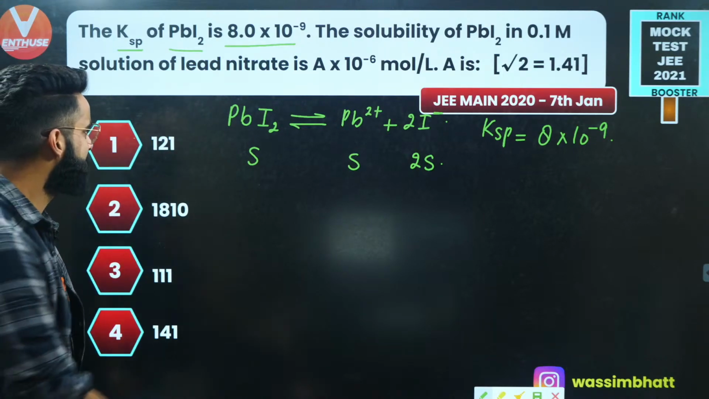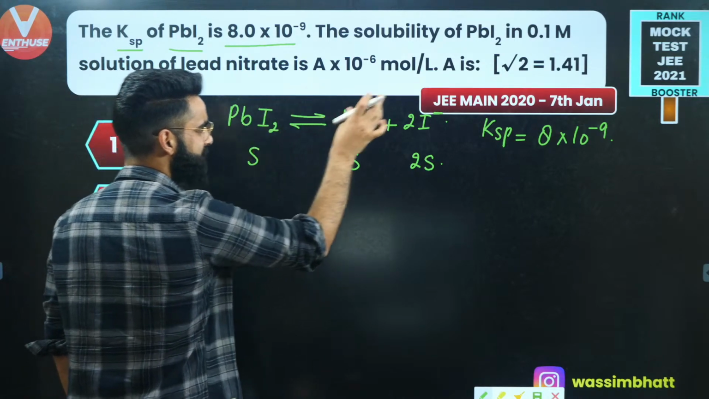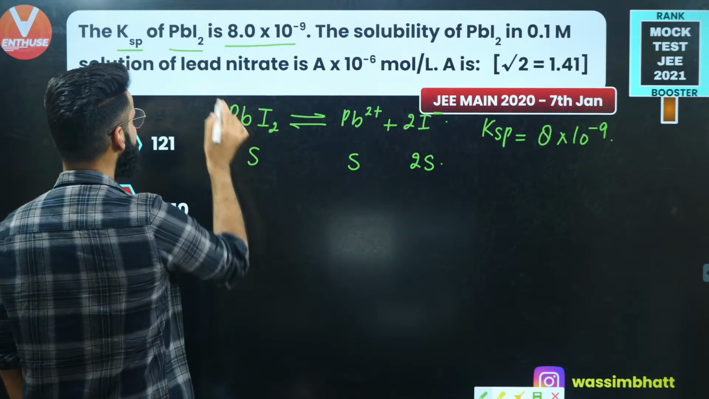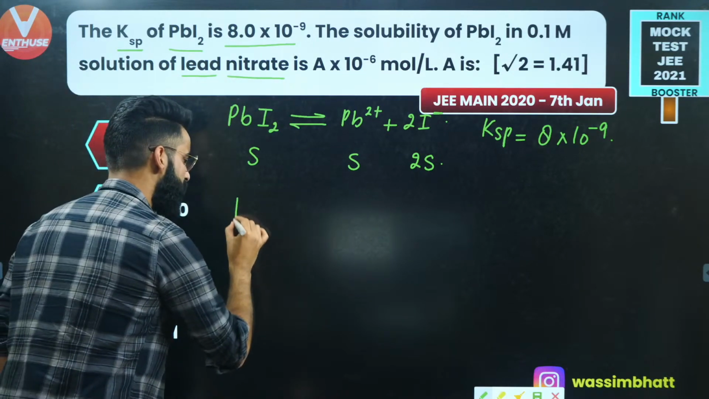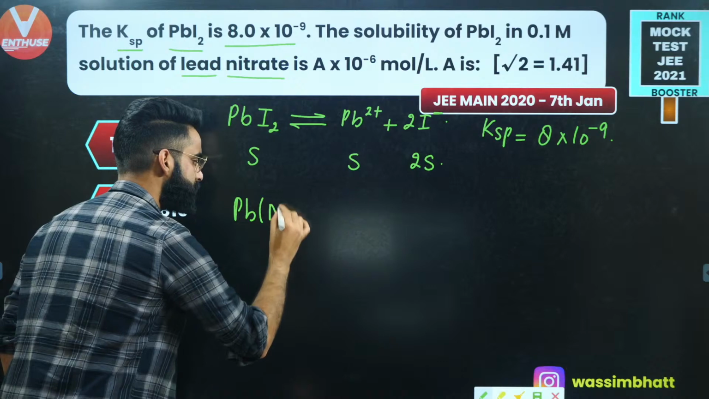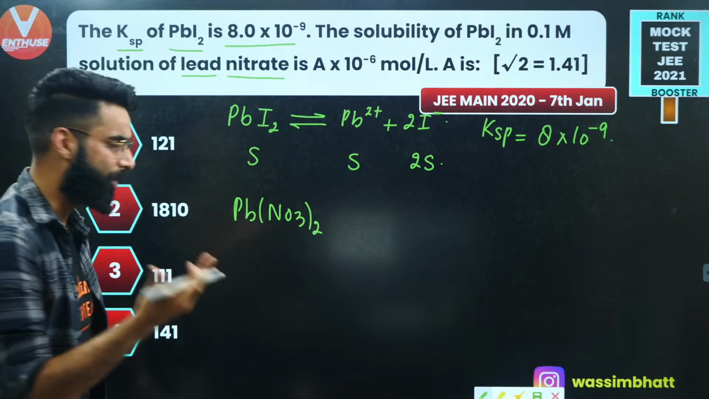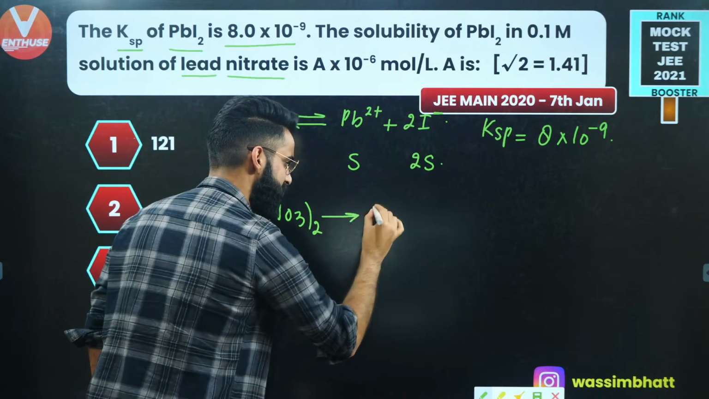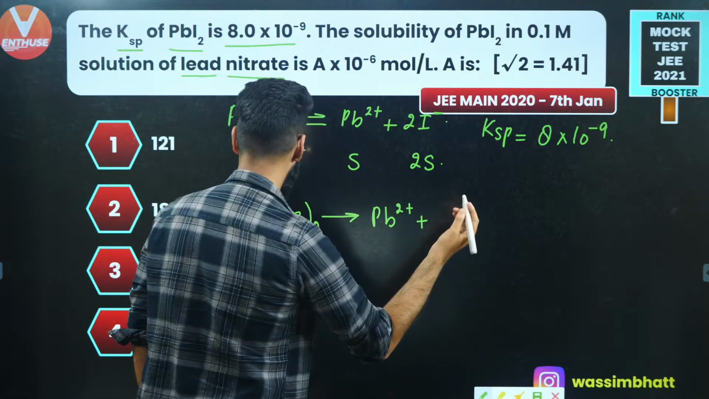People, at the same time, in the same container which contains PbI2 and its ions, I have got lead nitrate as well. Well people, if you talk about lead nitrate, it is a strong electrolyte. It would have got dissociated completely into its ions. And its ions are Pb2+ plus what?